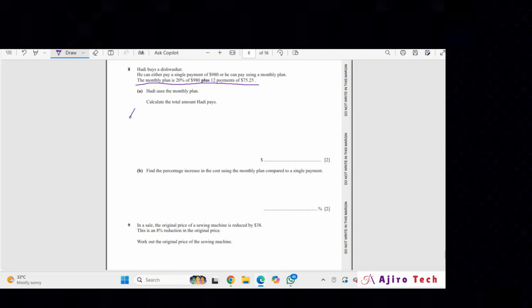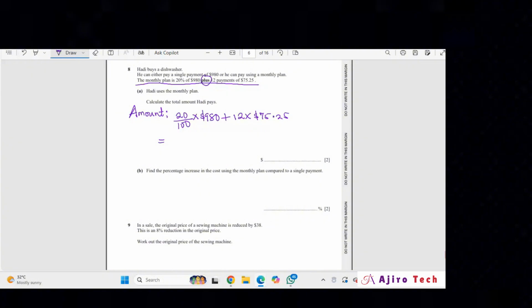So if I want to get the total amount he pays now, I'm going to get it like this. The amount will be 20 over 100 times $980. Then I say plus. There is a condition here, which is this plus. And I say 12 payments, which simply means 12 times 75.25. So this is how you do it. What you just need to do is multiply these together.